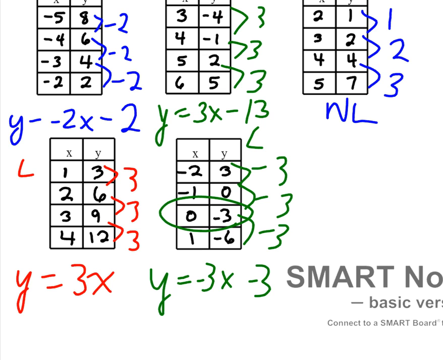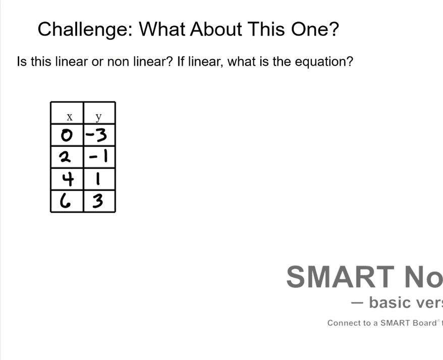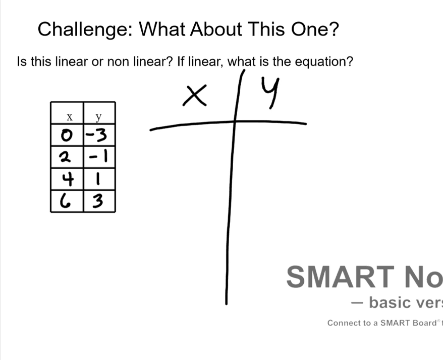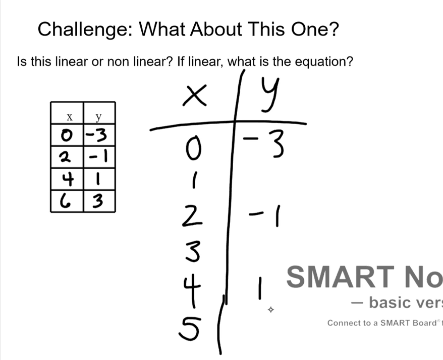So let's look at one final example. This one's a little bit more challenging. So it's more challenging because when you look at the x values, they're not all going up by 1. So what do we do? Well, all you really have to do is rewrite the table and fill in the missing pieces. And I'm just going to go to 5, but for space. So 0 was negative 3, and 2 was negative 1, and 4 was 1. Well, what's happening in between? Well, I just have to fill in the pieces that are missing.